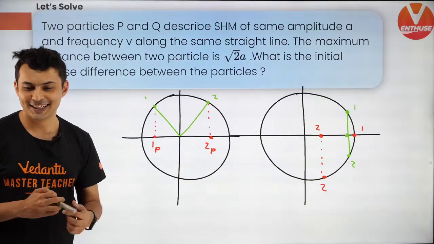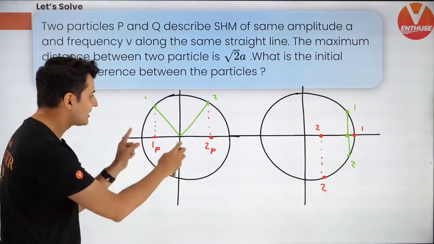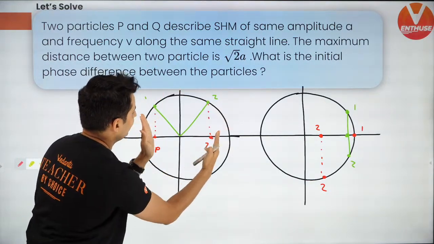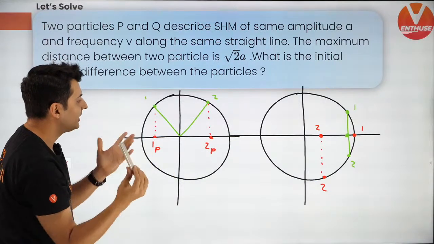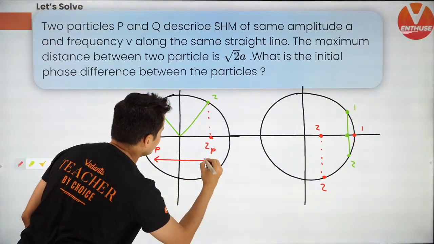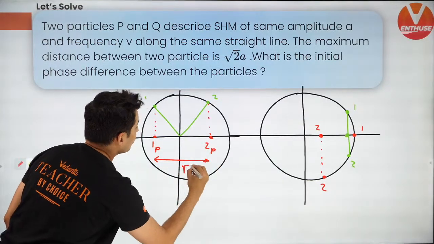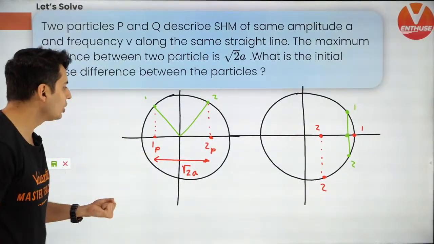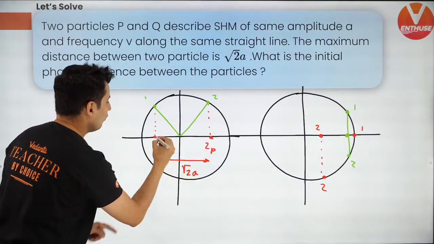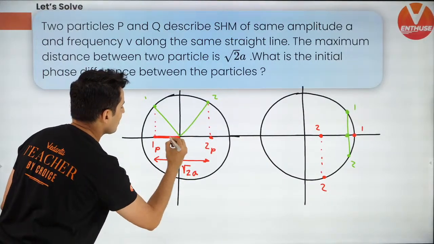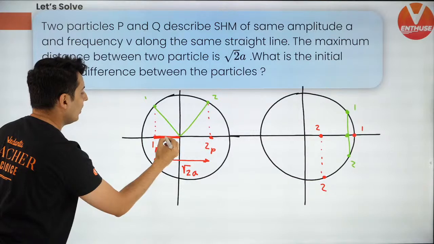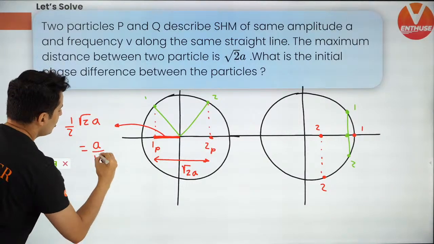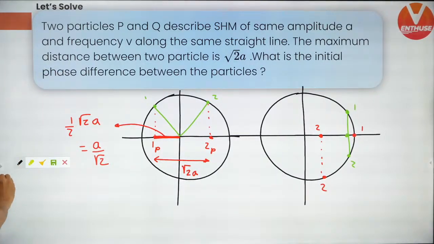Yes, Pragya, for sure. This distance is maximum, because anywhere else the distance is not so maximum. As they go, you will see that the distance between them keeps on reducing. So that's why, can I call this separation root 2a? If this is root 2a, think about it. What will be this distance? Half of root 2a. And half of root 2a is nothing but a by root 2, isn't it?